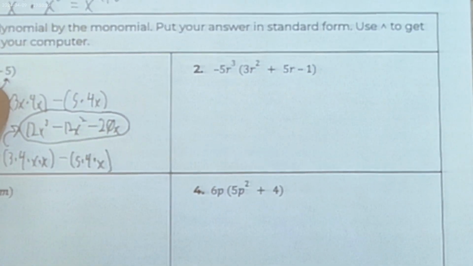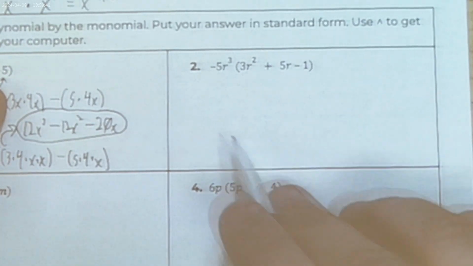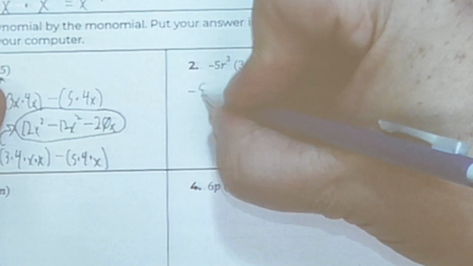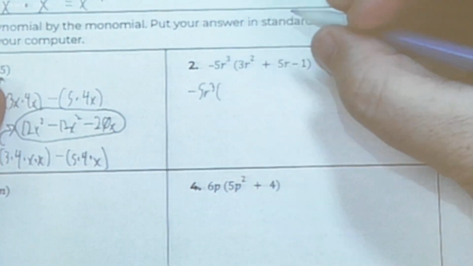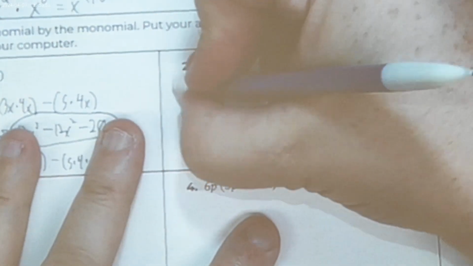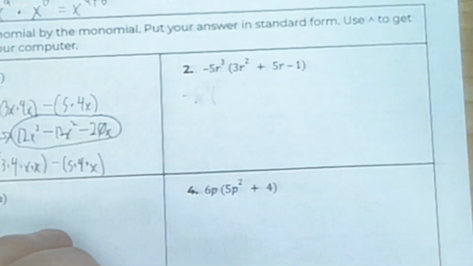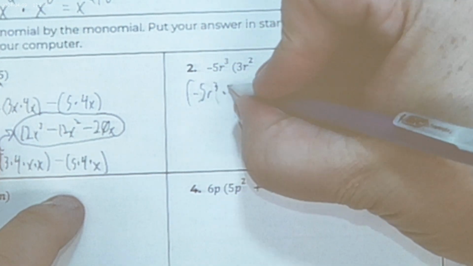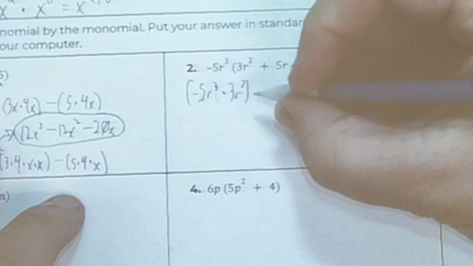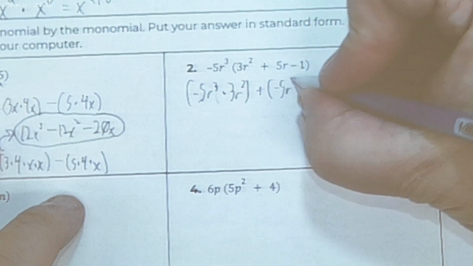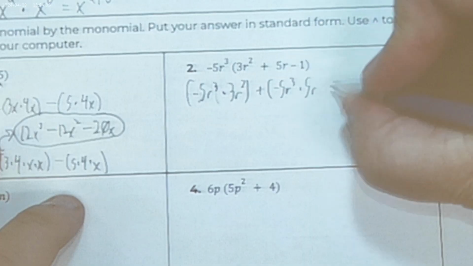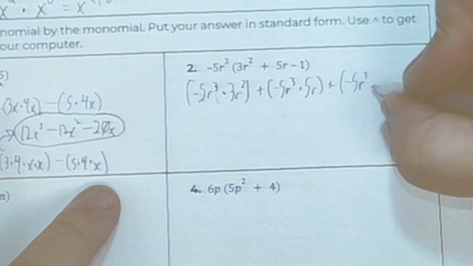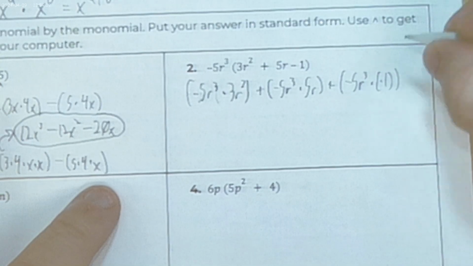All right, so number 2, I've got negative 5r cubed multiplied by all of these here. So what that's going to be is negative 5r3 times 3r squared plus negative 5r3 times 5r plus negative 5r3 times negative 1. All right.